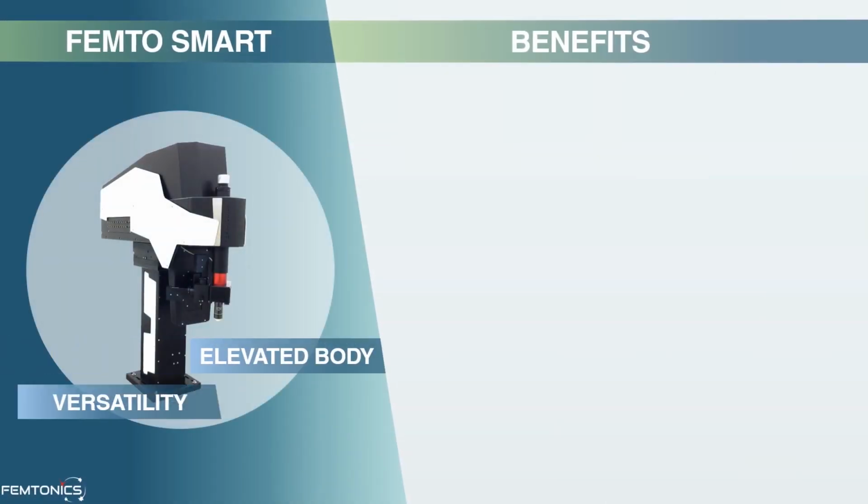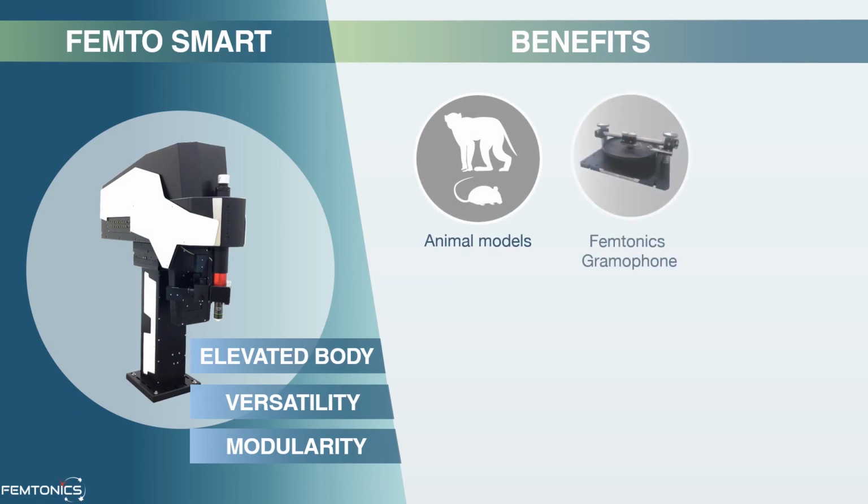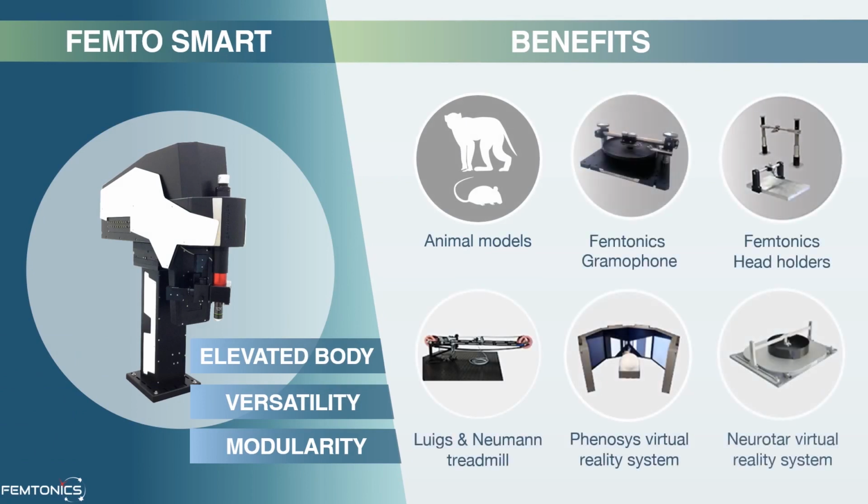Not only can the FEMTOSmart product line be used for in vitro experiments, but the elevated and well-balanced body provides ample space for in vivo studies as well, even with behavioral devices attached. Looking at our setups in our customers' labs, the range of model animals they use is just as wide as the range of behavioral devices that we have integrated for them using analog or digital channels.